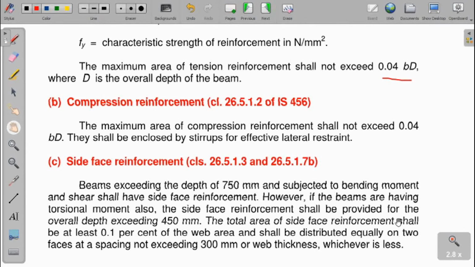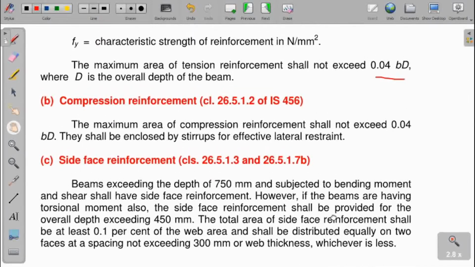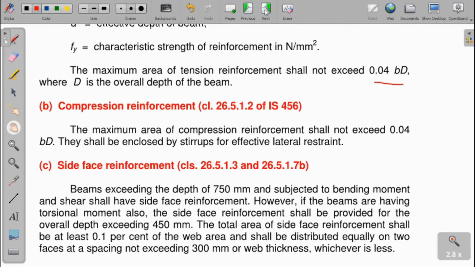The total area of side face reinforcement shall be at least 0.1% of the web area and shall be distributed equally on two faces at a spacing not exceeding 300 mm or web thickness, whichever is less. What it is saying is that the total area of side face reinforcement shall be at least 0.1% of the web area, distributed equally on both faces at a spacing not exceeding 300 mm or web thickness, whichever is less.